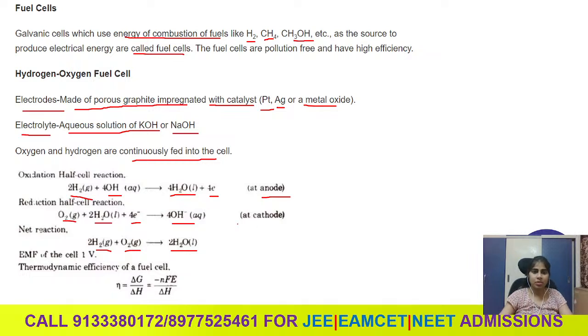Since there is no other type of metals which are harming to the nature, this is pollution free and it gives high efficiency. The EMF of this type of cell is 1 electron volt, and here the thermodynamic efficiency, that is denoted by eta, is equal to delta G by delta H. As we know, delta G is equal to minus nFE and this is delta H.